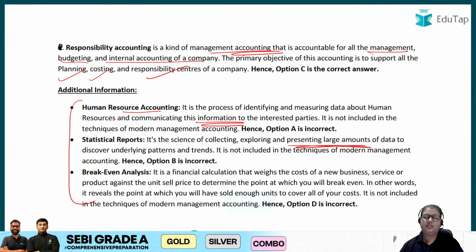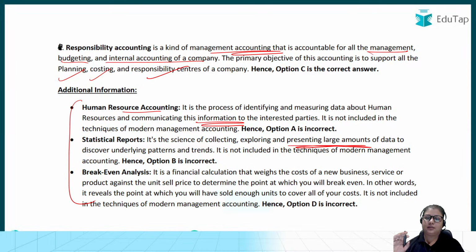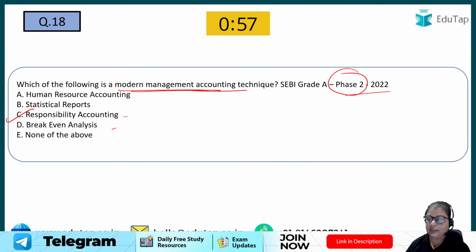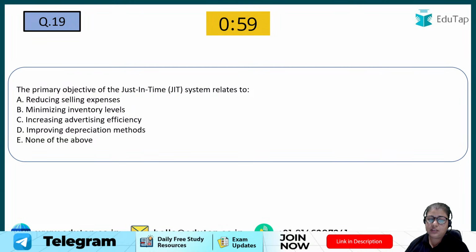This is the information given to the interested parties. Okay, so modern accounting management technique. Now, the option C is the correct answer in the previous question.